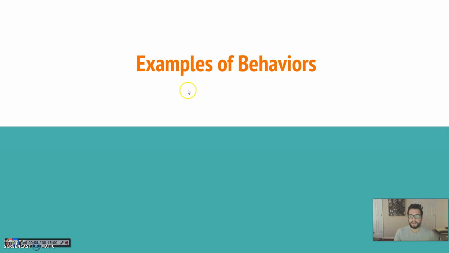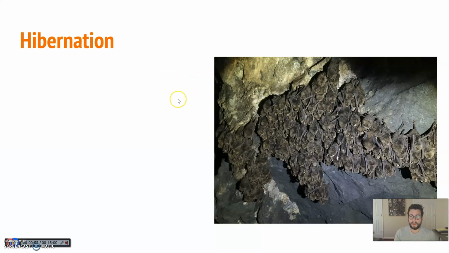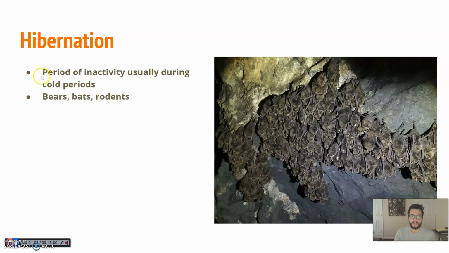So let's look at some examples here. We've got hibernation. So hibernation is happening with these bats. They are waiting for more food or the right temperatures in their environment. So it's any sort of period of inactivity during cold times. Lots of seasonal organisms go through this because they have to deal with winter or any other seasonal changes. Maybe there's a lack of food or something.